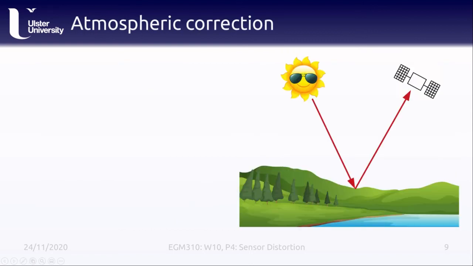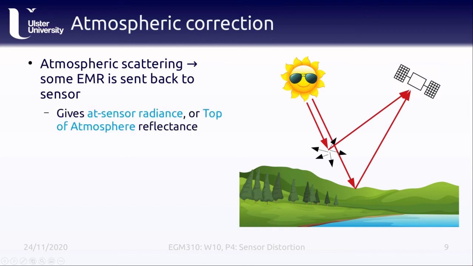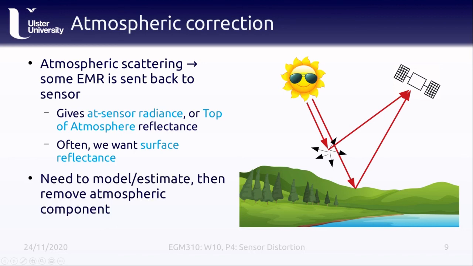Remember that because of scattering in the atmosphere, some electromagnetic radiation is sent back to the sensor from the atmosphere. As a result, the sensor is actually measuring what's known as the at-sensor or top of atmosphere reflectance or radiance. Most often, what we want is the surface reflectance, the electromagnetic radiation that is reflected by the surface alone. This means that we need to somehow model or estimate the atmospheric reflectance so that we can remove it.